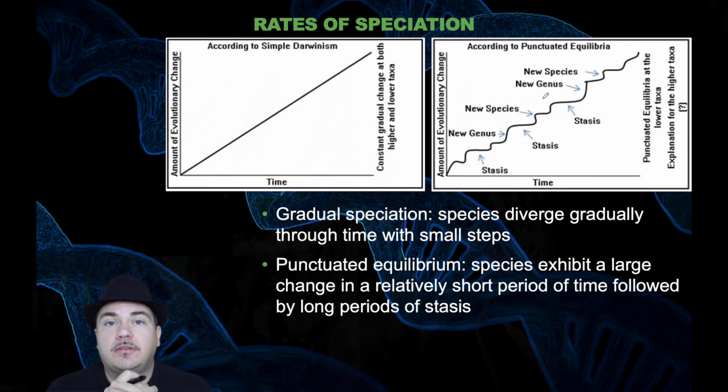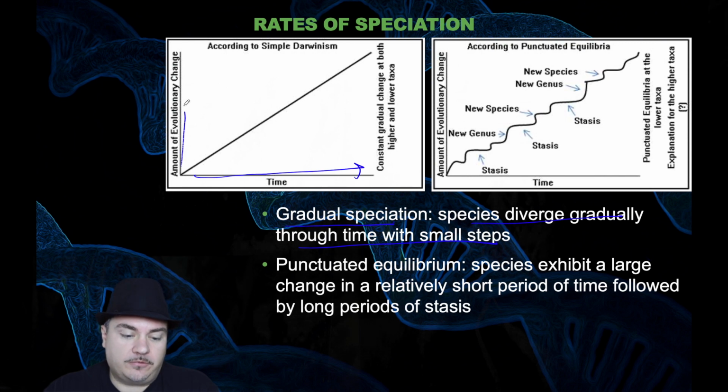When you're talking about species, something to note is how fast does speciation occur? Well, there's two different ways that you can think about this. One, the way that Darwin thought about it, is gradual speciation. So species diverge gradually through time through many small steps. Kind of look at it in a graph form like this. As time passes, you get more and more evolutionary change in the species. So it's kind of a steady rate of how fast that species diverges over time.